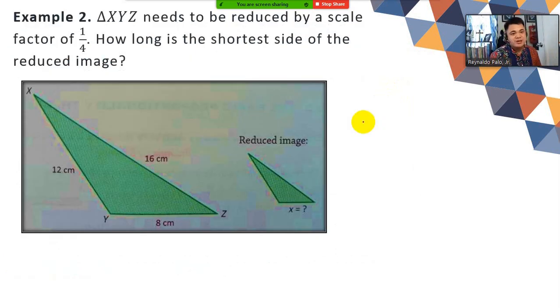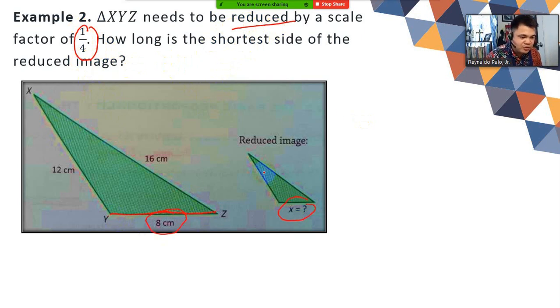Example 2. Triangle XYZ needs to be reduced by a scale factor of 1/4. How long is the shortest side of the reduced image? We have the word reduce, so it means we're going to make it smaller, and the scale factor that we're going to use is 1/4. The shortest side of the original one is 8 centimeters.